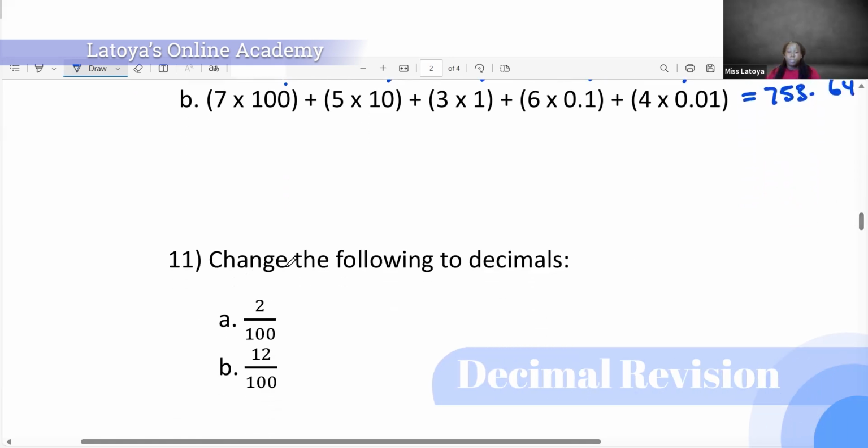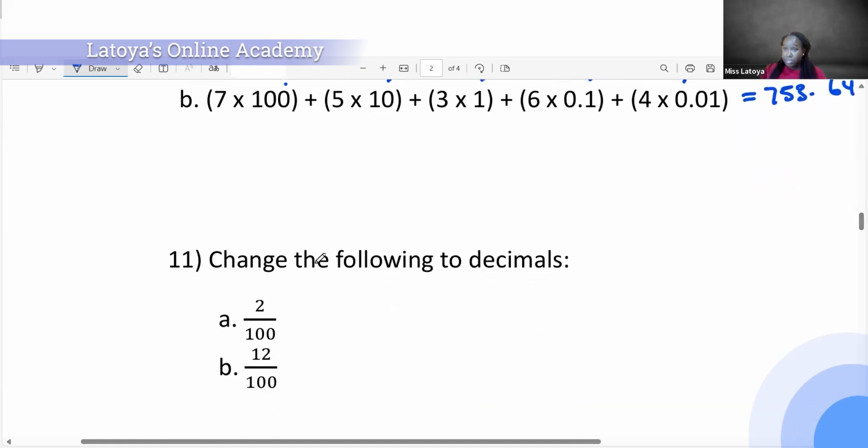Change the following to decimals. You have 2 hundredths. Where is the hundredths place? It is the second place after the decimal point. So I have to put 0 here and make sure my 2 is in the second place after the decimal point. 12 hundredths is going to be 0.12.